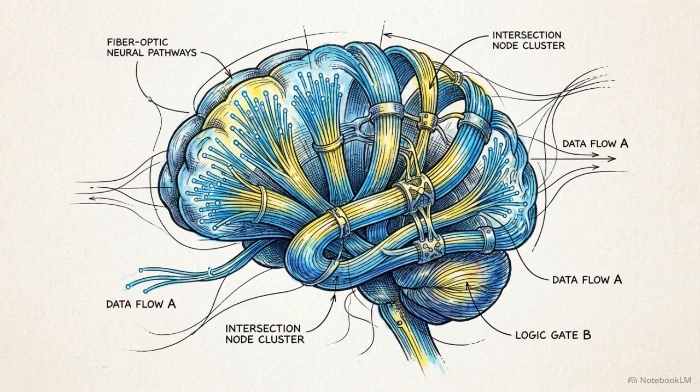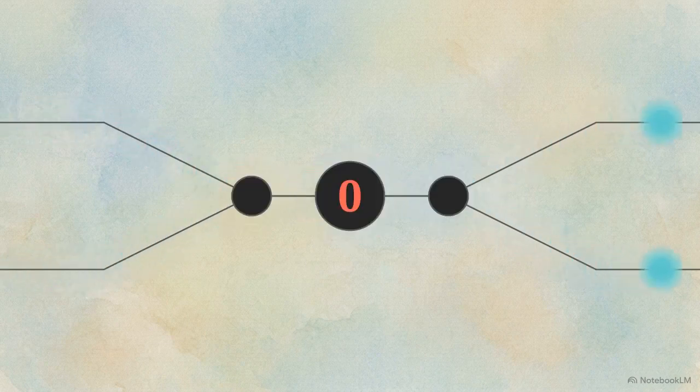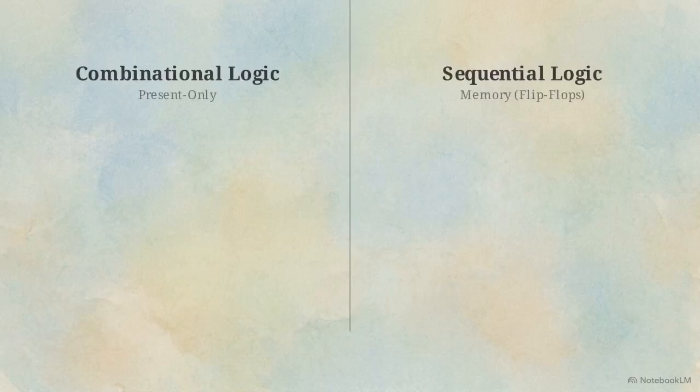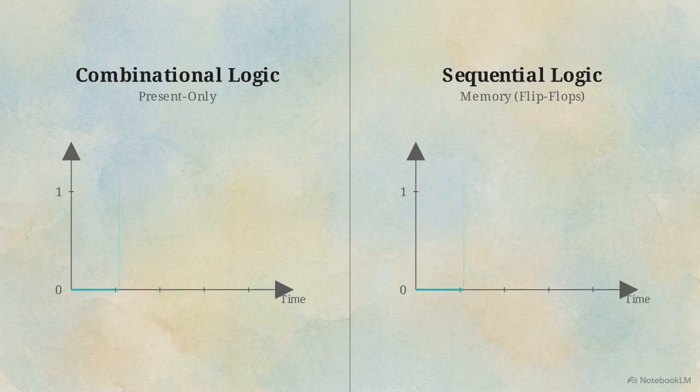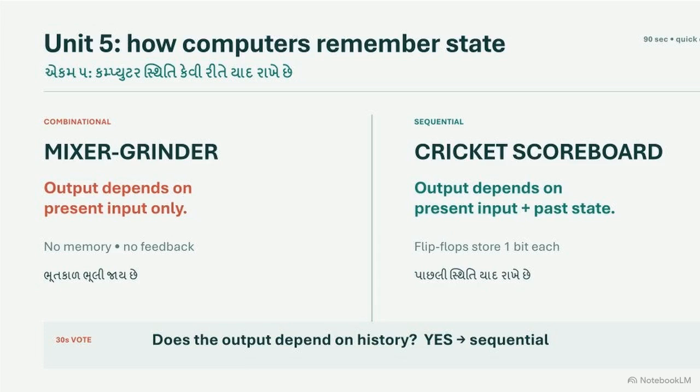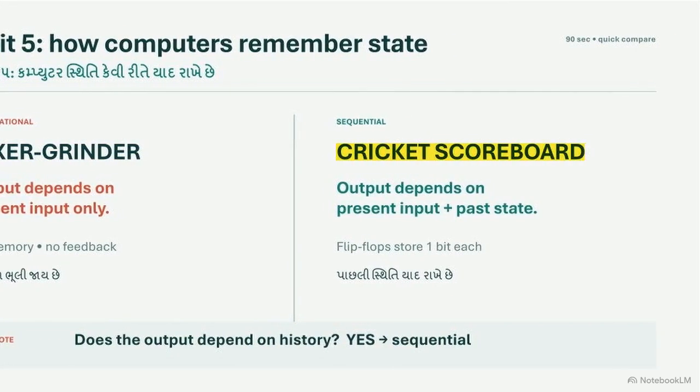But this brain only exists in the present moment. To make a system truly capable in Unit 5, we must account for history. We have to decide if the computer's output should depend purely on what is happening right now, or if it needs to remember what happened a second ago. This graphic compares those states. On the left is combinational logic, like a mixer grinder that runs only while you press the button. On the right is sequential logic, like a cricket scoreboard. To display the correct score, it must remember the previous delivery.